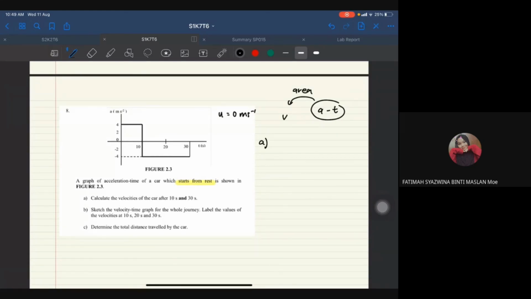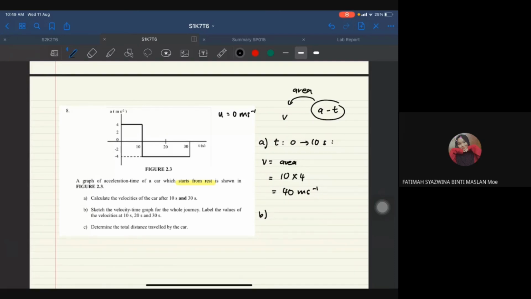You can use the area on the ground. So from T equals to 0 to 10 second, your velocities is equals to area under the graph, which is equals to 10 multiplied by 4, which is 40 meter per second. For B, calculate after 10 and 30 seconds.